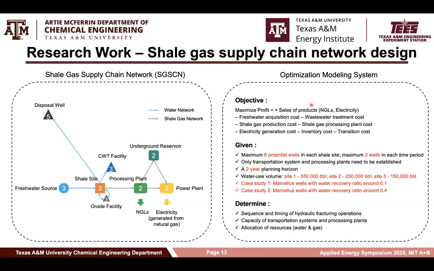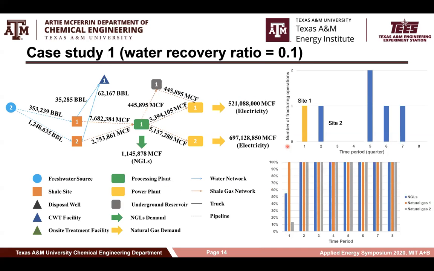The objective of this model is to maximize the overall profit, and for demonstration, we consider 2 case studies in the Marcellus region, where the only differences are the well input data. Particularly, we chose the wells with the water recovery ratio around 0.1 and 0.4 in case 1 and case 2 respectively. In case 1, the simulation results show that most of the wells are drilled in shale site 2, and pipeline is always chosen for freshwater transportation due to the capacity.